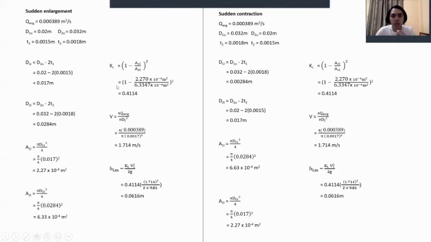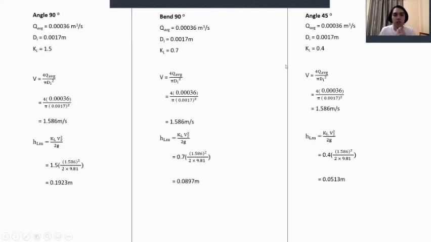Just like the first equation, we need to find the diameter and then also the area, and then the KL and then the velocity and also the HLM, which has the same value as sudden enlargement. So next, I will explain about the pipe of angle 90 degree.